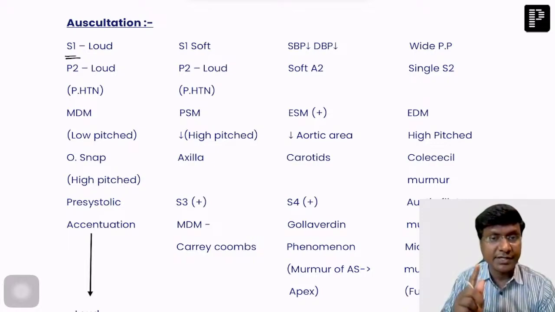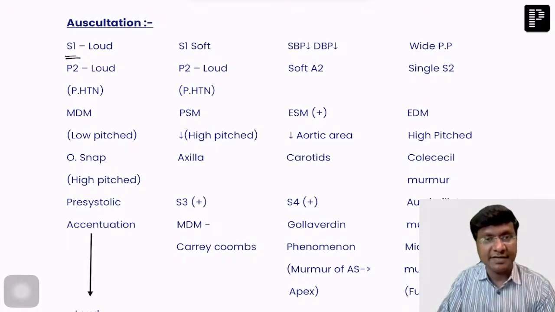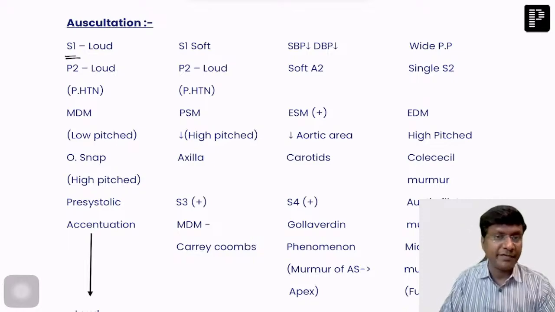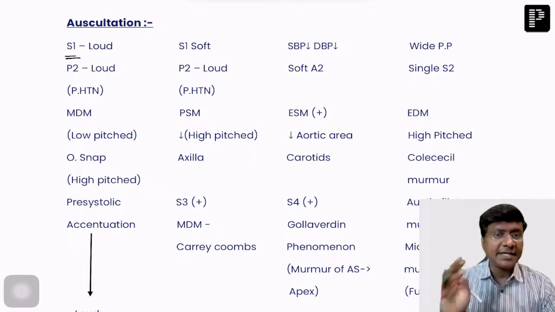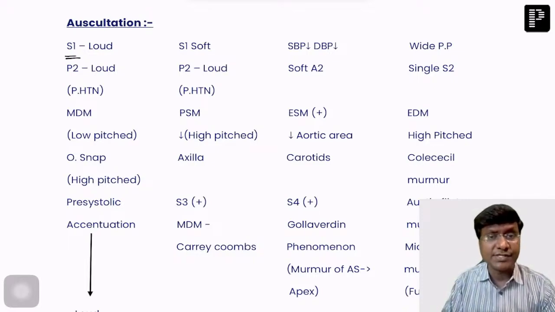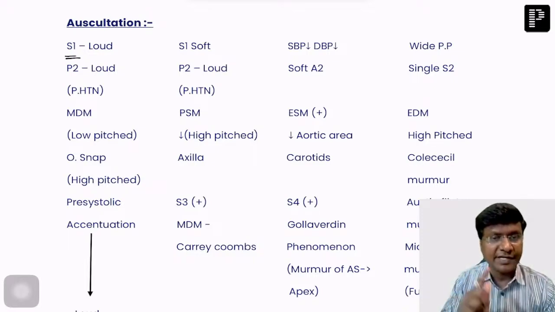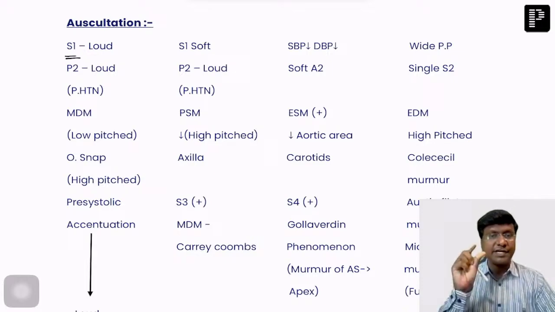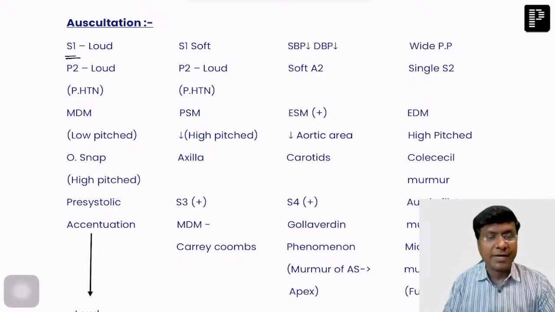Loud first heart sound is heard in all the hyperkinetic states, that is anemia, thyrotoxicosis, beriberi, AV fistula, pregnancy, Paget's disease of bone. The other conditions where the first heart sound is loud are MS and TS. And apart from that, those conditions where there is a short PR interval, you will have a loud S1.